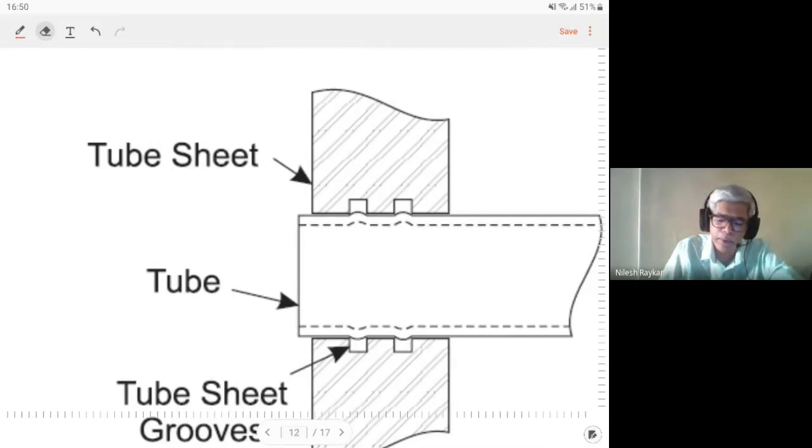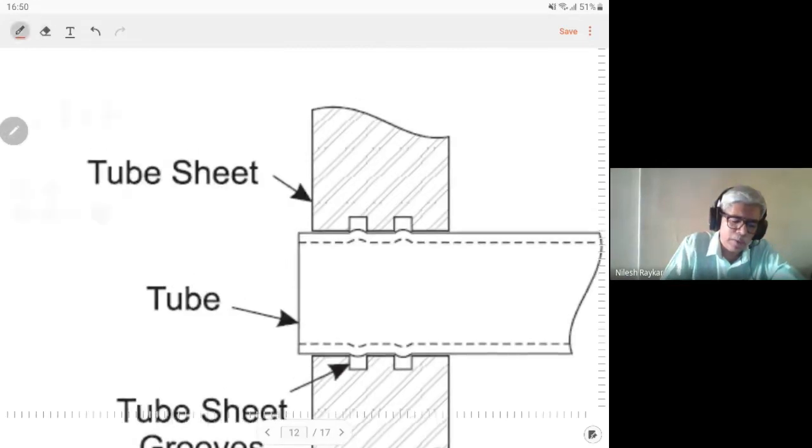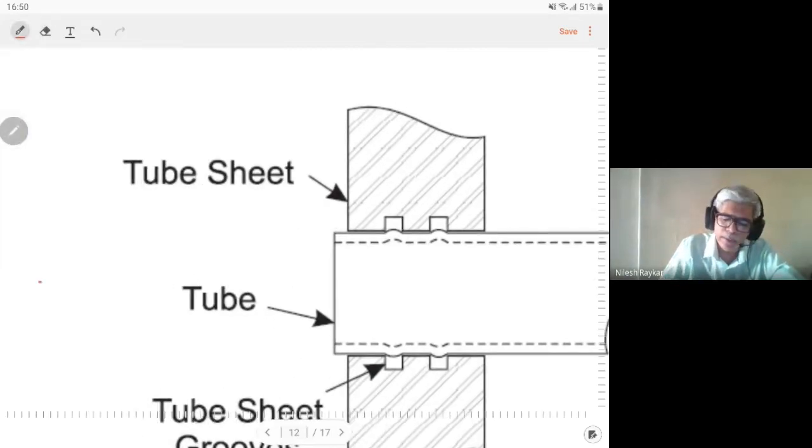One joint which is considered is the seal weld. In that case, the tube is seal welded to the tube sheet. That is the seal welded joint. It has somewhat better strength than the mechanically expanded joint, or equal strength in some cases, depending on the size of the weld that you are giving.